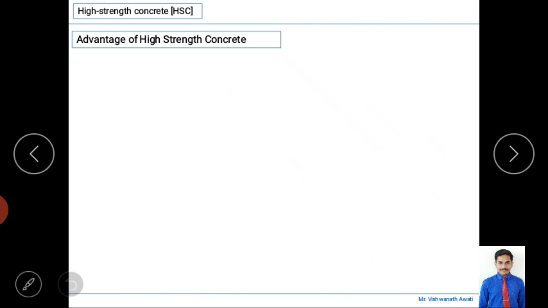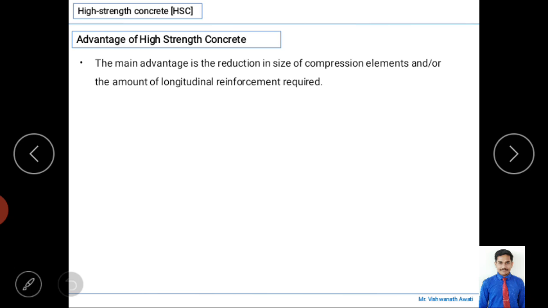Next, we'll see the advantages of high strength concrete one by one. The first or main advantage is reduction of size of compressive element. As I told in the first slide, it is reduction in size of compressive element, right? Next is reduction in amount of longitudinal reinforcement. Both are very important. When you reduce the size of the structure, it helps reduce the cost, and even if you reduce the steel content, it also helps reduce the cost, right?